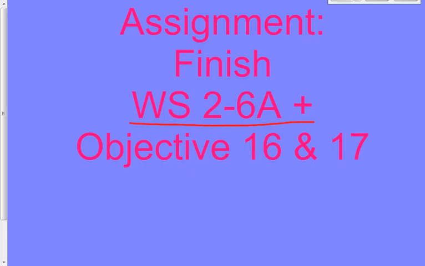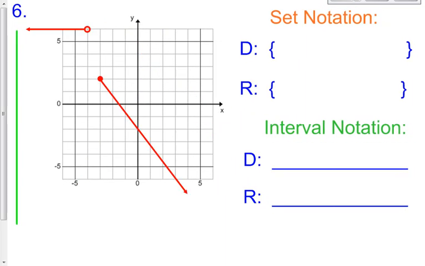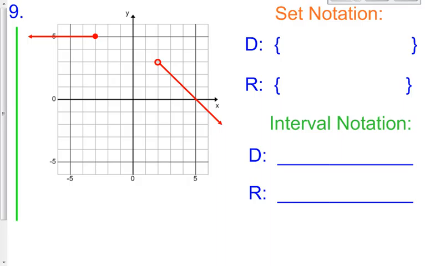We also have objectives 16 and 17. I'm going to hand out these problems, 6, 7, 8, and 9. I'm going to hand that out in class so that we can do more of an activity to get a further understanding of what's happening. So that's what we have. Be sure to let me know if you guys have any questions as well.